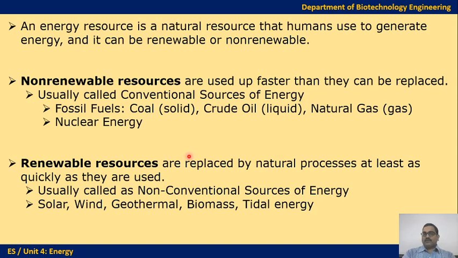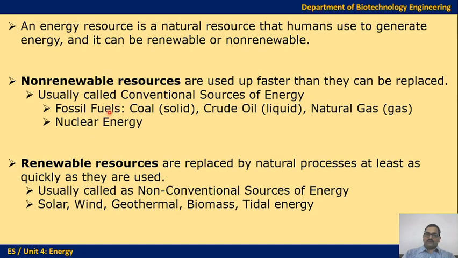So the energy source is a natural resource that humans use to generate energy, and it can be renewable or non-renewable, as we have seen. The non-renewable energy resources, or conventional sources of energy, are used faster because we use them regularly, and a large section of our usage is from these particular resources. So it's very difficult to replace them because of their usage speed.